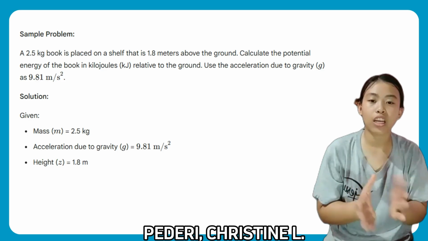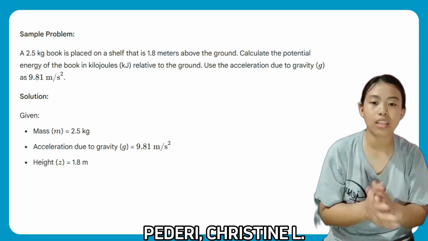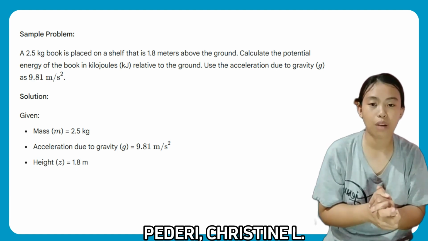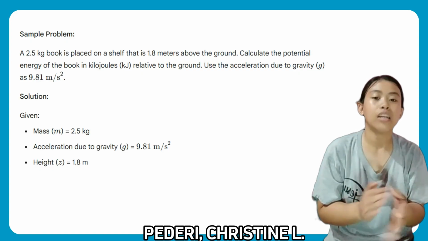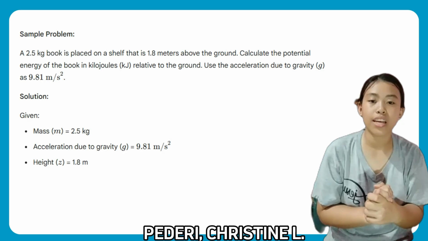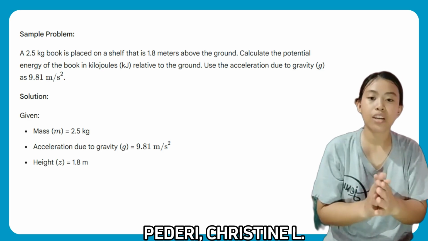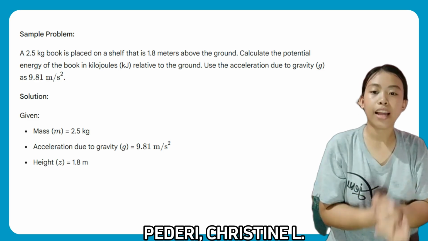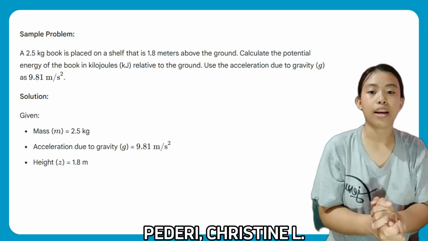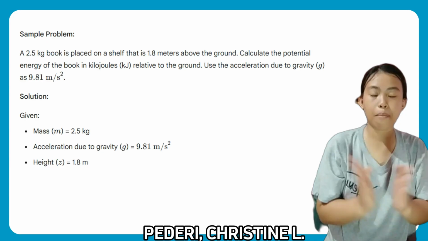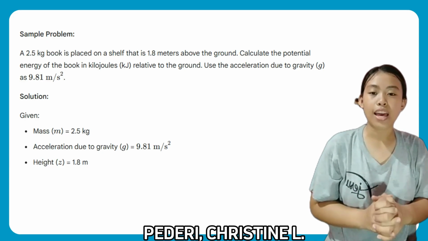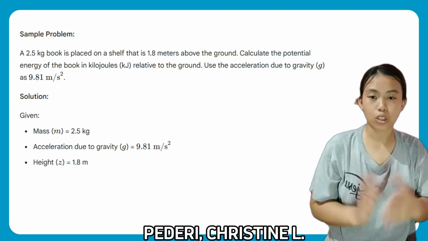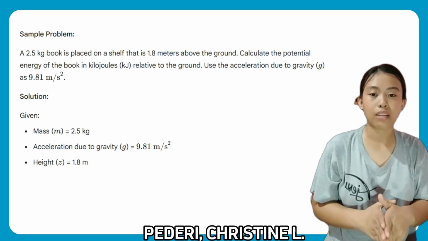So we have an example. A 2.5 kilogram book is placed on a shelf that is 1.8 meters above the ground. So we have to calculate the potential energy of the book in kilojoules relative to the ground, using the acceleration due to gravity as 9.81 meter per second squared. We have the given, the mass, which is 2.5 kilogram, and the acceleration due to gravity, which is 9.81 meter per second squared, and the height, which is 1.8 meters.